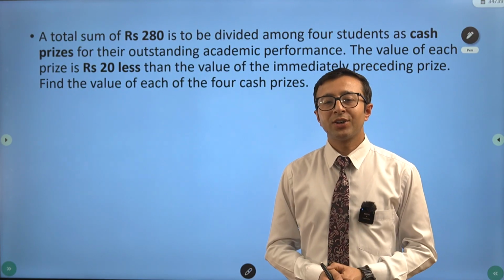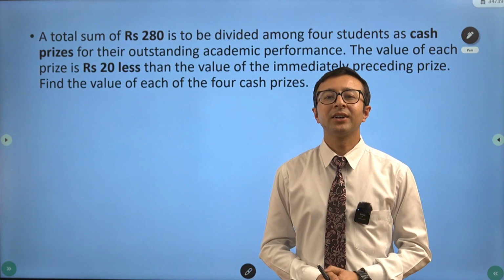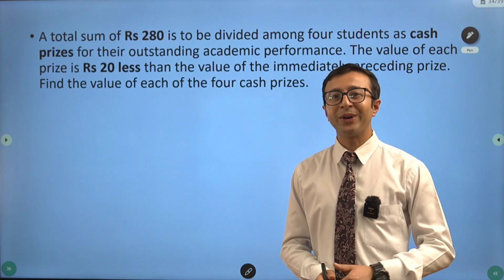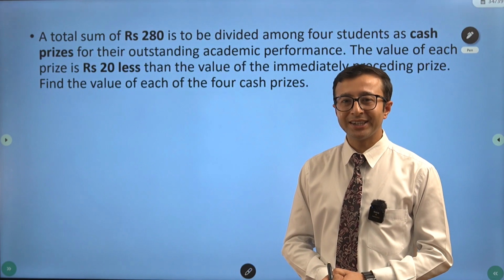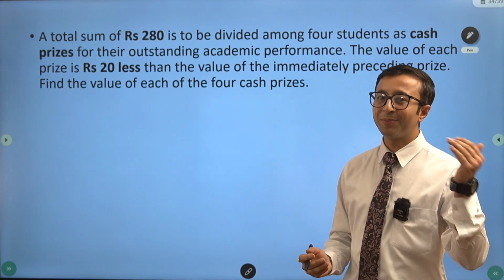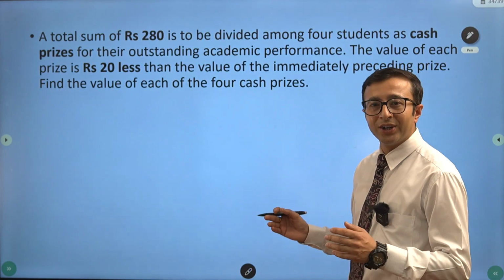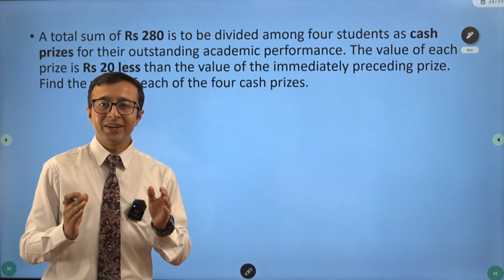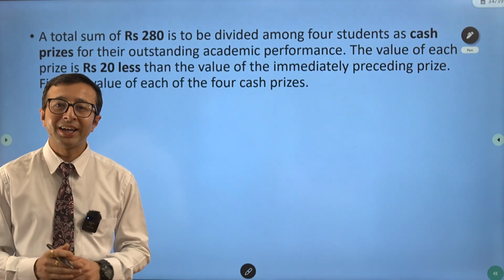It means that suppose the student who stood first in the class is getting 100 rupees. So the second will be getting 80. The third will get 60, 20 less than the preceding one. So here, if we get the first term, then we can find the value of all the cash prizes.